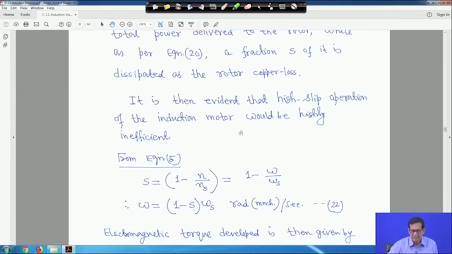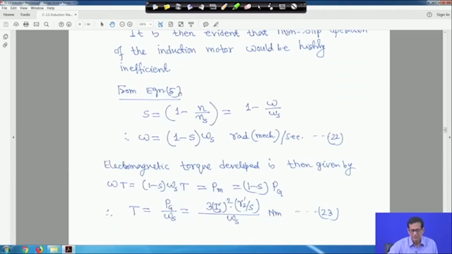So, it is then evident that high slip operation of the induction motor would be highly inefficient. I mean, if you operate at a very high slip, it will be inefficient in this sense. First thing is your S into Pg. If S is high, that is copper loss, then copper loss will be more, right. So, from equation 5 we know S is equal to 1 minus N upon Ns.